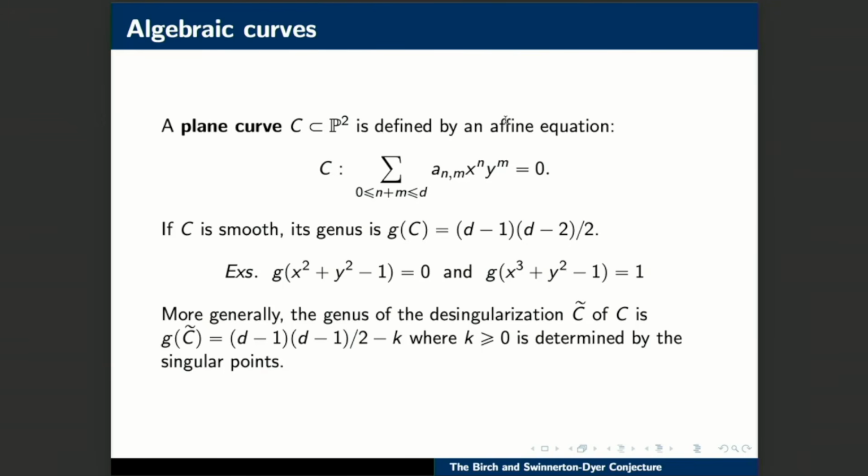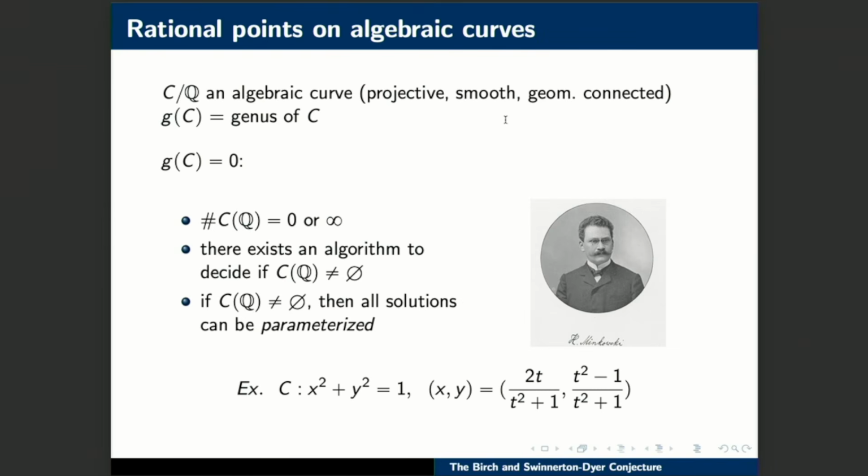As I said, the genus has an impact on the rational solutions to these equations. And so let's begin with the simplest case. All right, so I've included these words. So C is an algebraic curve, and if I was speaking properly, I'd have to say things like projective, smooth, geometrically connected, and things like that. And that's the last time I'm going to say that.